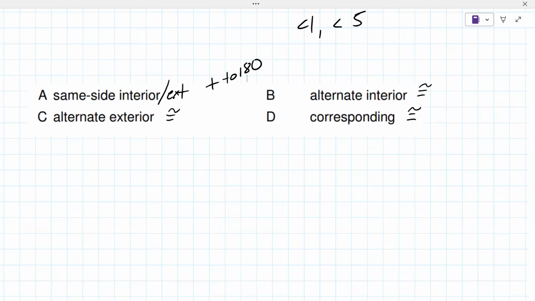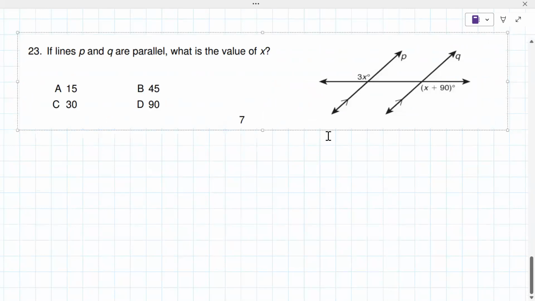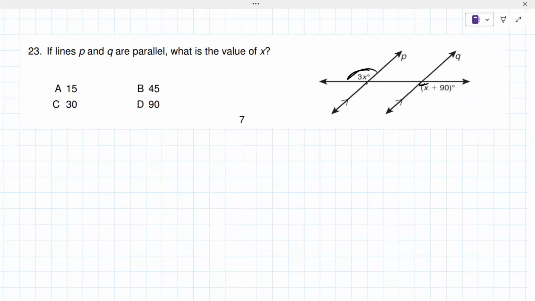Basically, you're going to look at a few questions here where you're either setting the equations equal or you're adding them to 180. Okay. So here you go. If P and Q are parallel, they'd show you they're parallel here. Your focus is on 3x and x plus 90. You've got to decide if they're congruent or if they add up to 180.